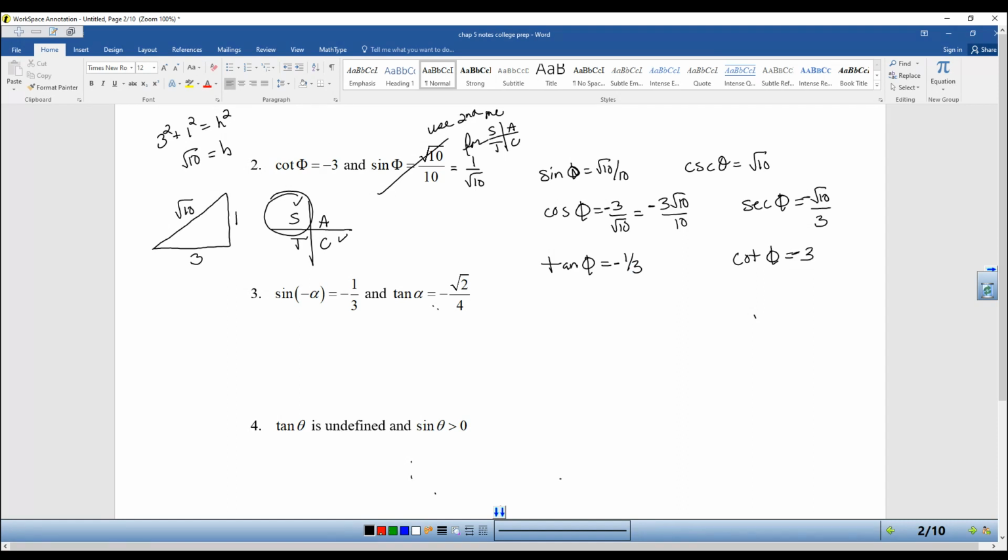For number 3, they used one of those identities that we learned right at the beginning of the video, and I personally am going to change it. If sine of negative alpha is negative 1/3, then sine of alpha must be 1/3. That would be so much easier to work with. So the first thing I would do is use that rule to convert it.